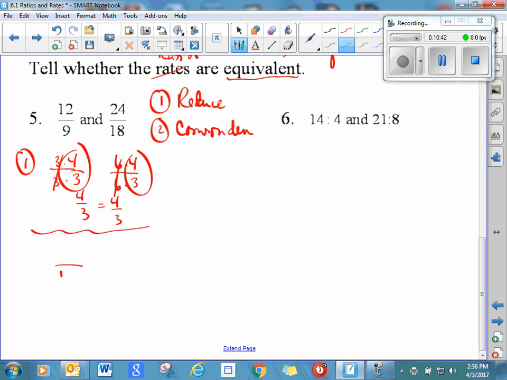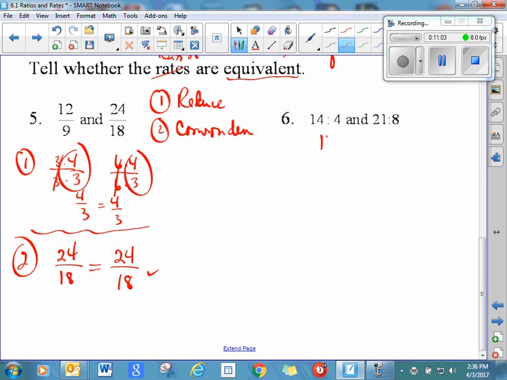So obviously 18 is the common denominator. I don't have to do anything with the 24 over 18, but 9, I need to double him, so I need to double the 12, which is 24. And you can see now we've created 2 equal fractions, and we've proved that yes, these are equivalent.